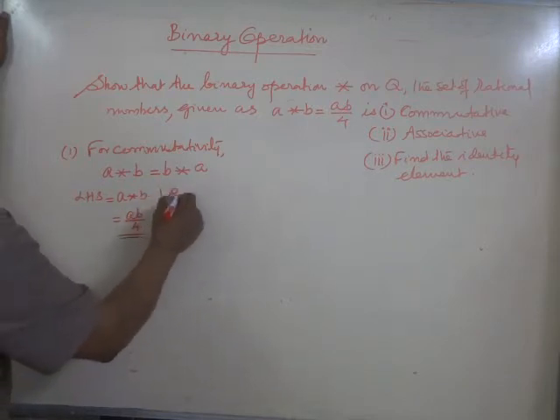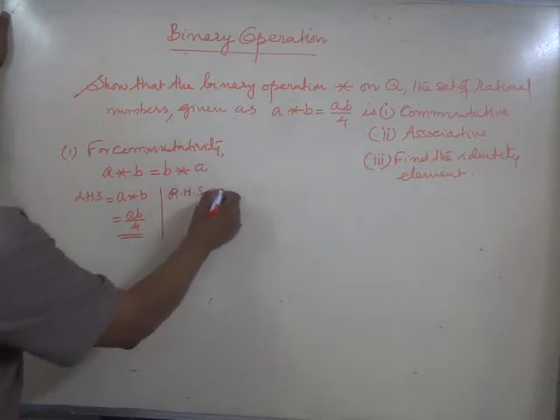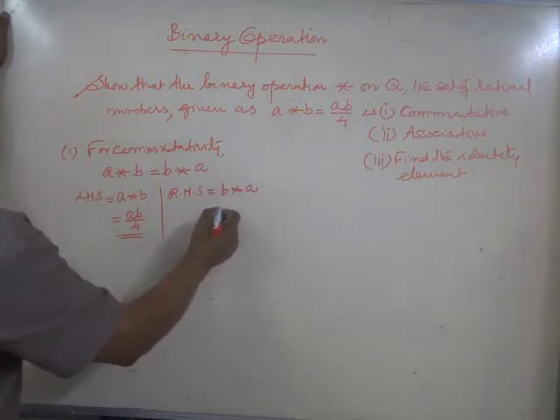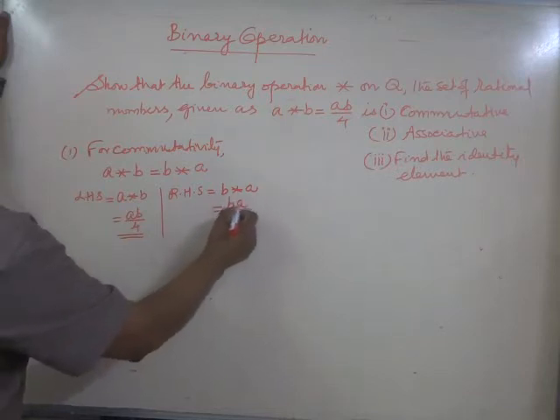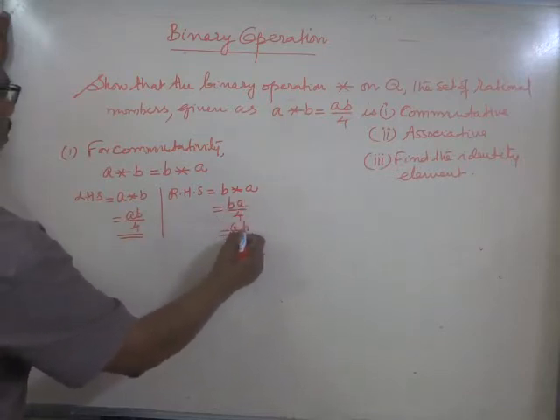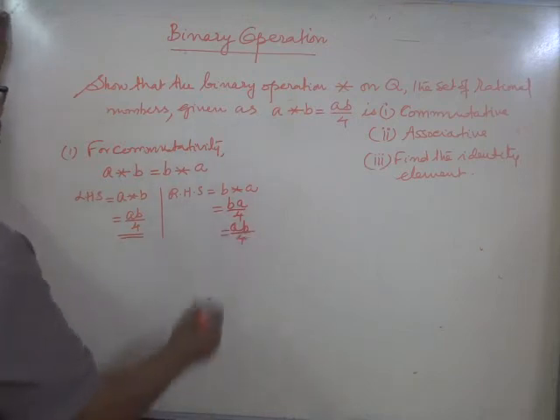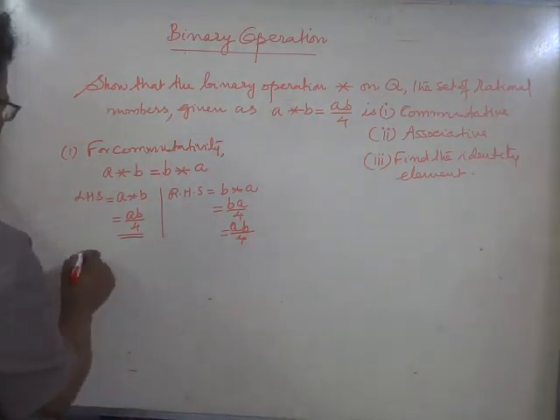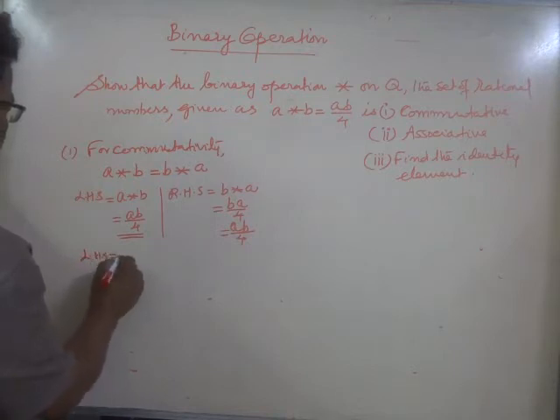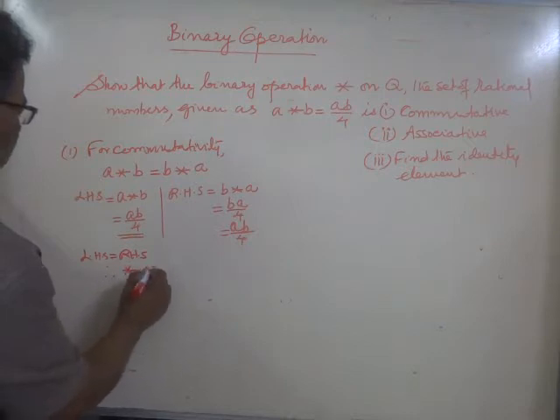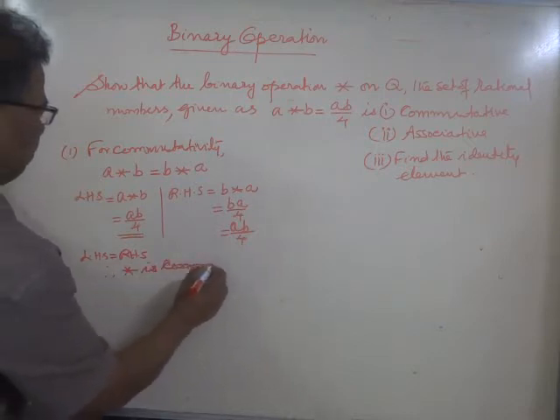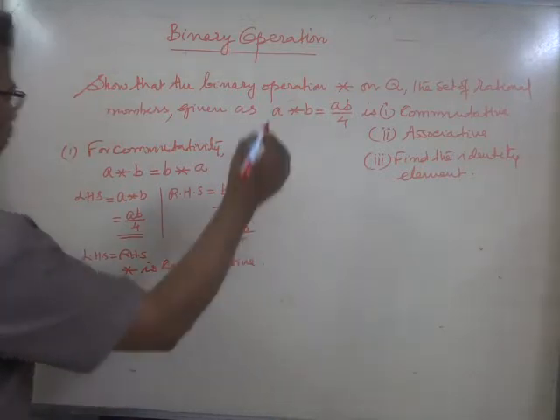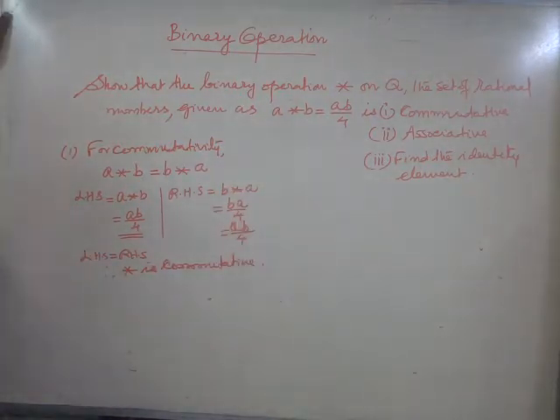Now RHS equals B star A, that is equal to BA by 4, that is equal to AB by 4. Product of two rational numbers A and B is AB, which is equal to BA. LHS equals RHS, therefore star is commutative. Commutativity is proved.